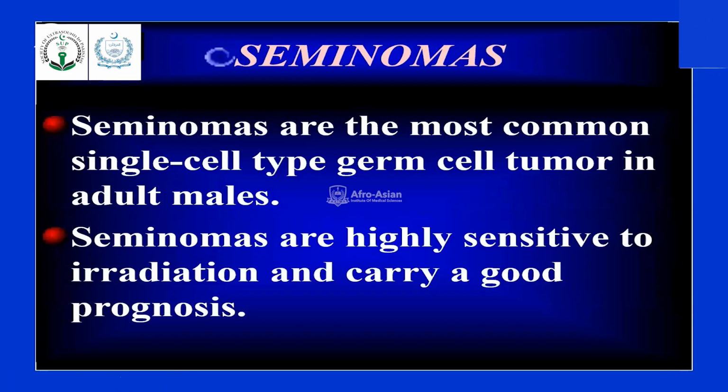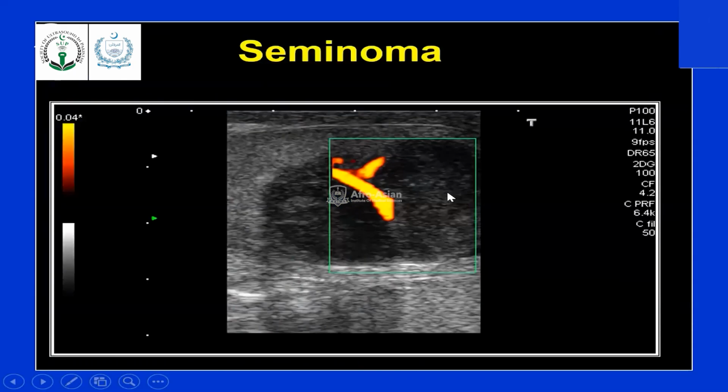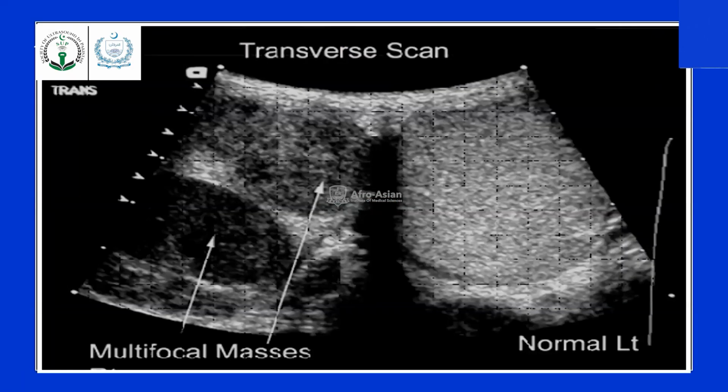The seminomas are the most common single cell type germ cell tumors in adult males. Seminomas are highly sensitive to irradiation and carry a good prognosis. These are the seminomas, a large mass covering almost the whole of the testicle. It will have heavy blood flow, with large vessels.